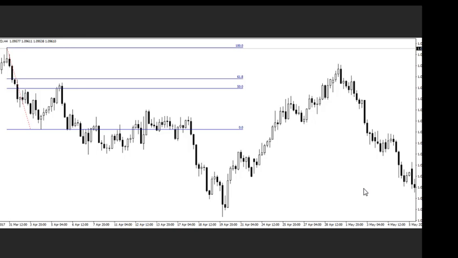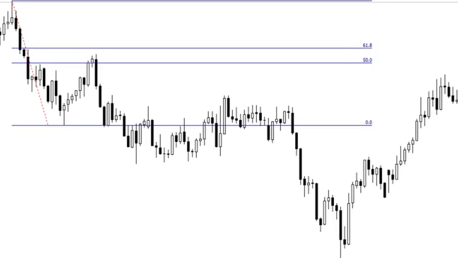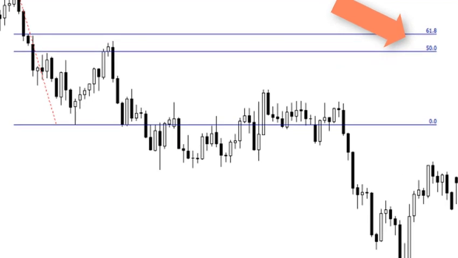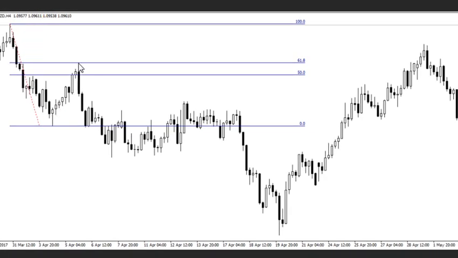The third strategy consists of using Fibonacci retracement in combination with the engulfing bar pattern. This strategy is very powerful, and I personally use the 50% and 61% Fibonacci retracement because they are the most powerful Fibonacci levels. So as you can see here in this example, we have a downtrend. This is the beginning of the downtrend. We have this impulsive move.